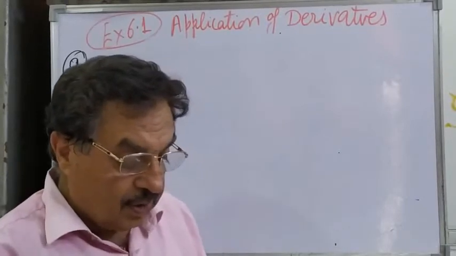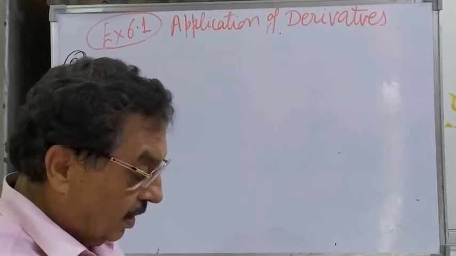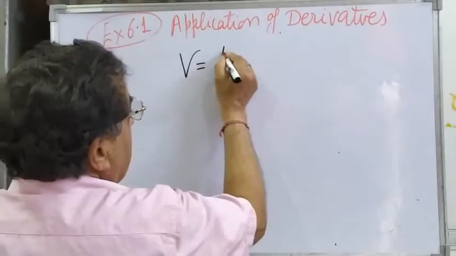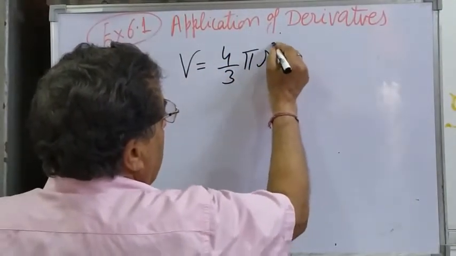A balloon which always remains spherical has a variable radius. Find the rate of change at which the volume is increasing. What is the volume of a balloon? A balloon is spherical, so the volume is 4 by 3 pi r cube.